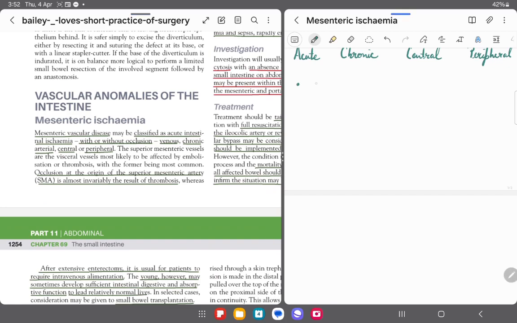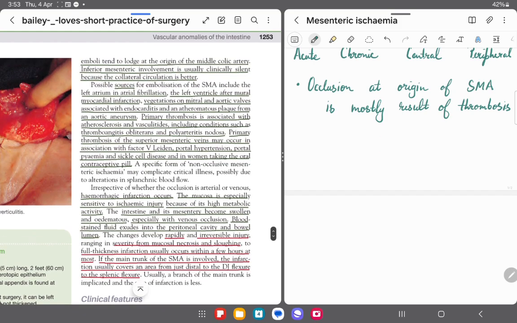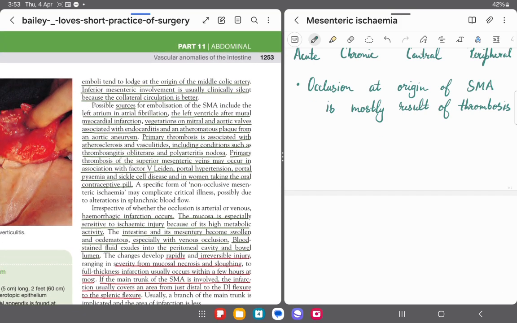So occlusion at the origin of superior mesenteric artery is mostly a result of thrombosis, whereas emboli tend to lodge at the origin of middle colic artery.